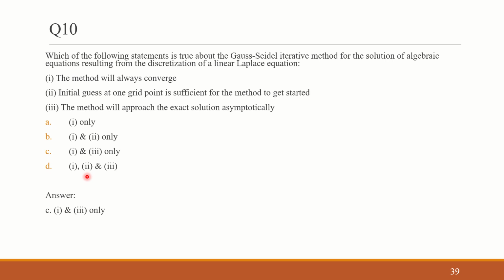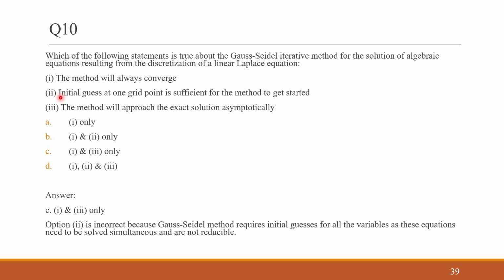Option C is the right answer because we have clearly seen that an initial guess at one grid point is not sufficient. We need an initial guess at all the grid points. Initial guesses at all grid points must be known, because the Gauss-Seidel method requires initial guesses for all the variables, as these equations need to be solved simultaneously and are not reducible. So we are solving the equations simultaneously, so we need to know the initial guess for all the variables.